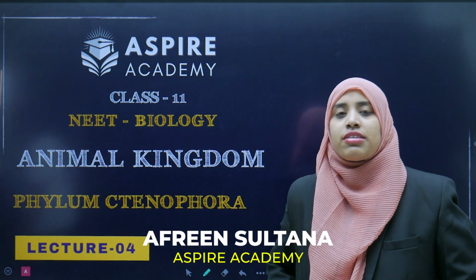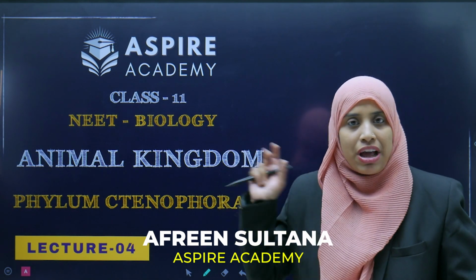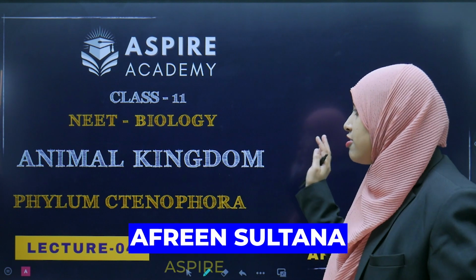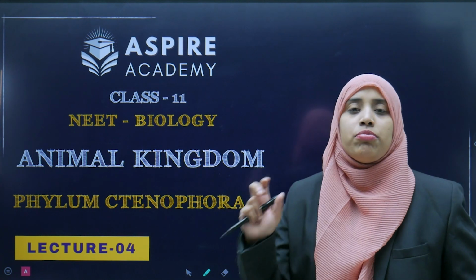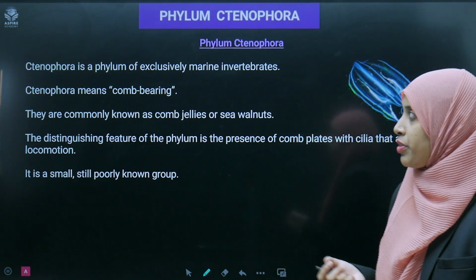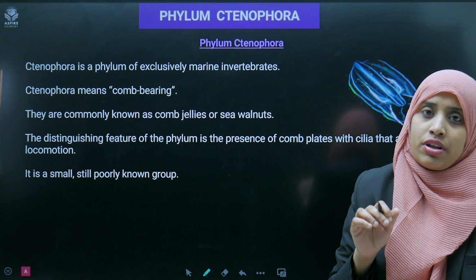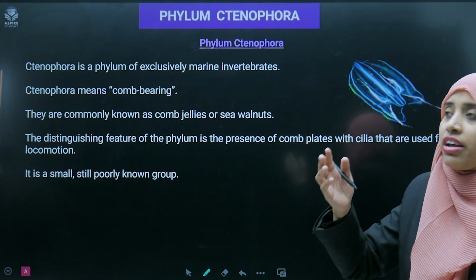Now we are going to discuss about phylum Ctenophora. Okay, so this is part of the animal kingdom. In the animal kingdom there is a separate phylum, that is Ctenophora. Okay, so let's see what the phylum Ctenophora includes. You can see Ctenophora is a phylum next to the Coelenterata. Coelenterates के बाद में आते हैं Ctenophora.